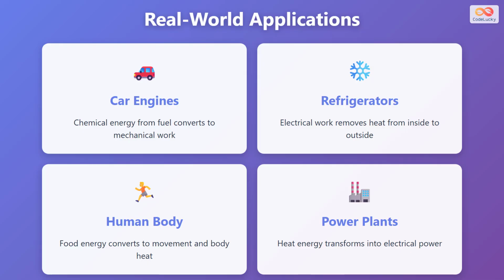The first law of thermodynamics applies to countless real-world situations. In car engines, chemical energy from fuel combusts and converts to mechanical work that moves the vehicle, plus waste heat. Refrigerators use electrical work to remove heat from inside and release it outside, keeping food cold. The human body converts chemical energy from food into mechanical work for movement and heat to maintain body temperature. Power plants transform heat energy from burning fuel or nuclear reactions into electrical power that reaches our homes.